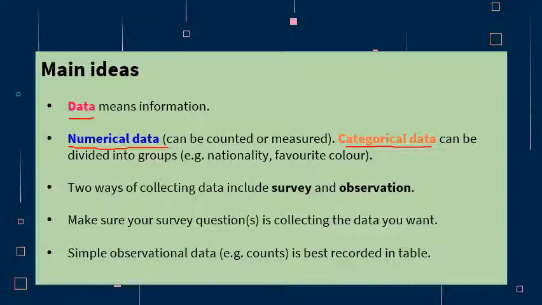There are two ways of collecting data, either through survey or observation. If you're using a survey, the most important thing is to make sure your survey question is collecting the data you want. So it means that you might need to refine your survey question so it's specific, it's unambiguous, and it's collecting the data that you want. And lastly, simple observation data, like our bird example, where it just involves counting something, it's best to record that data in a table because it makes it a lot easier later on to look through that table and to analyze it.